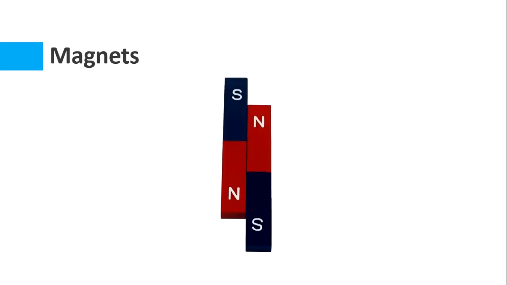We all have used magnets at home or school to attract and pick up objects which are made of metal, such as iron or steel. You can use a magnet to push and pull things without even touching them.